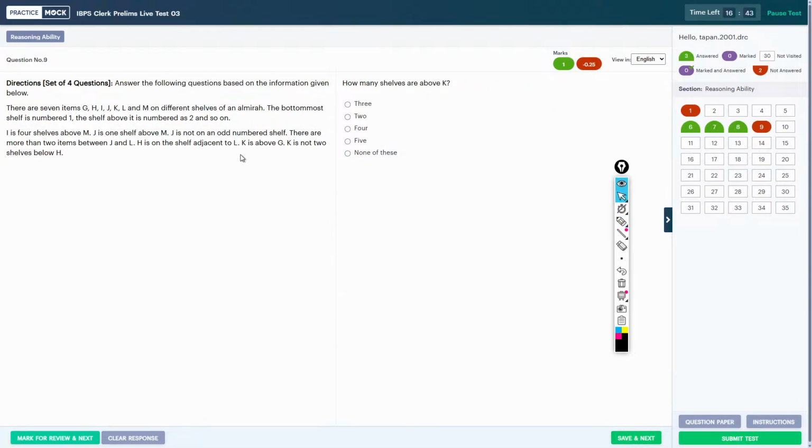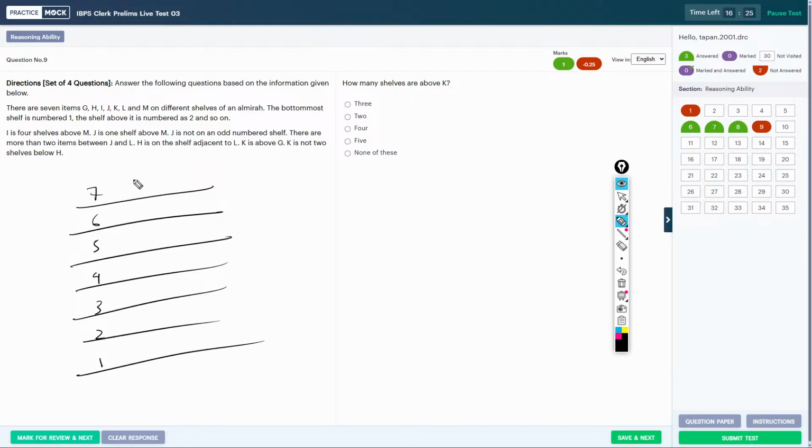How many cells above K? Okay. There are 7 different bottommost one. 7, 6, 5, 4, 3, 2, 1. Okay, I is 4 cells above 1, 2, 3, M. J is 1 cell above M. J is not an odd number. J is even. Only 2 possibilities. There are more than 2 between J and L.